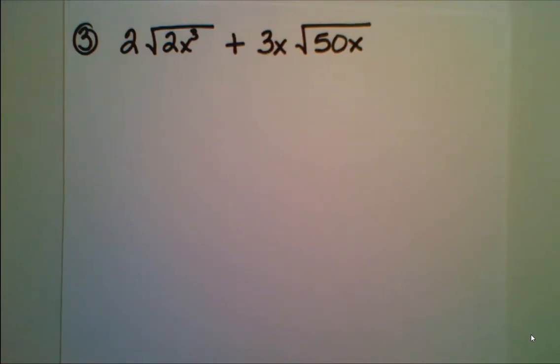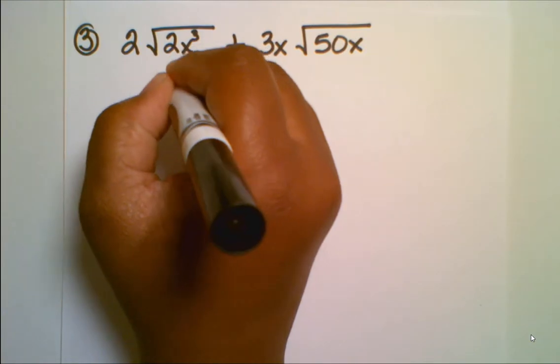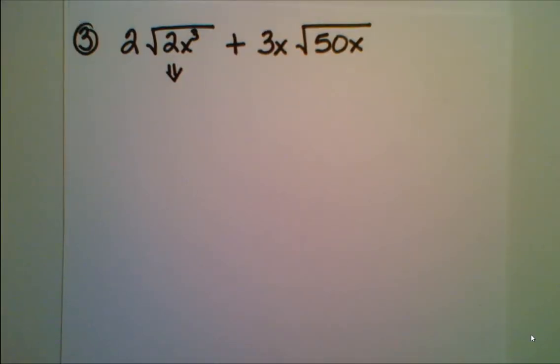Next example. We have 2 square root of 2x cubed plus 3x square root of 50x. Okay. So let's do this. Let's list the prime factors for 2x cubed.